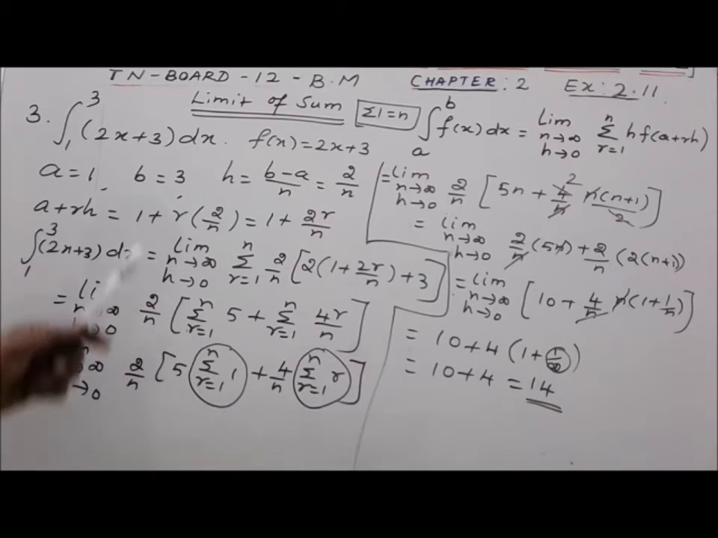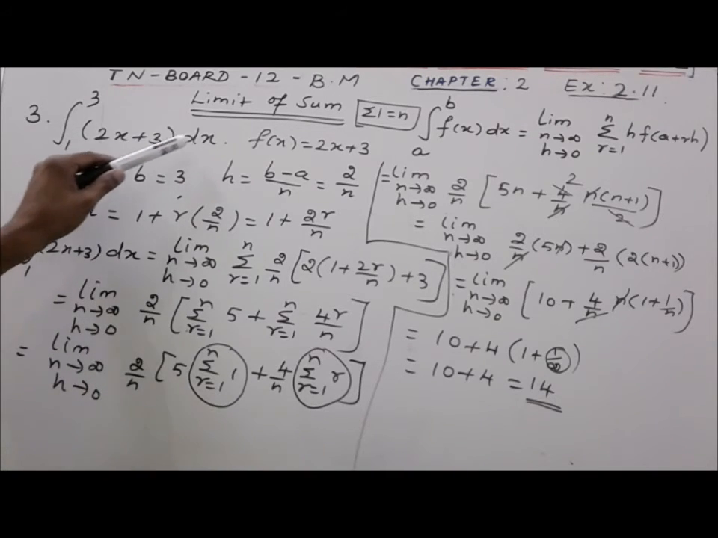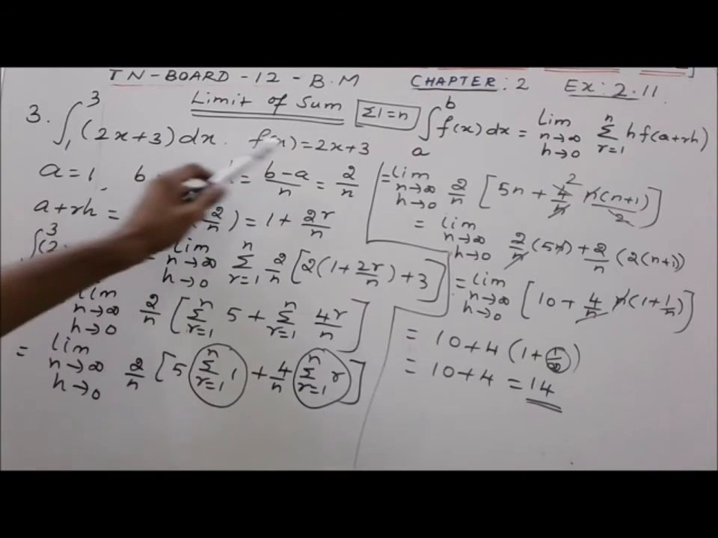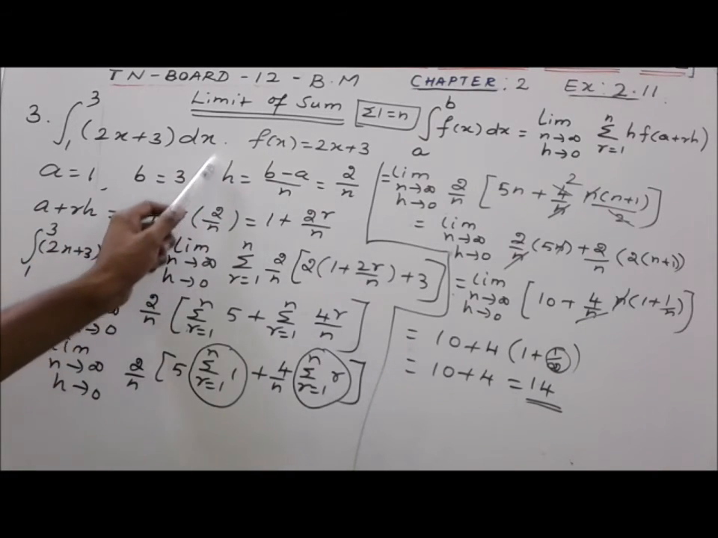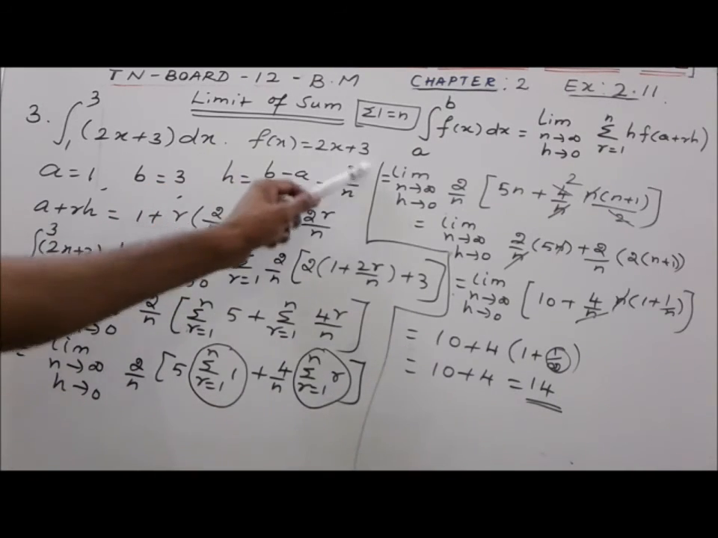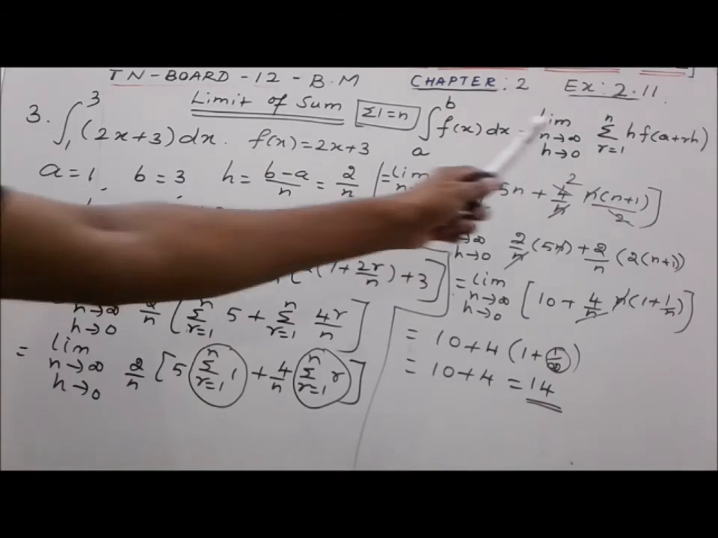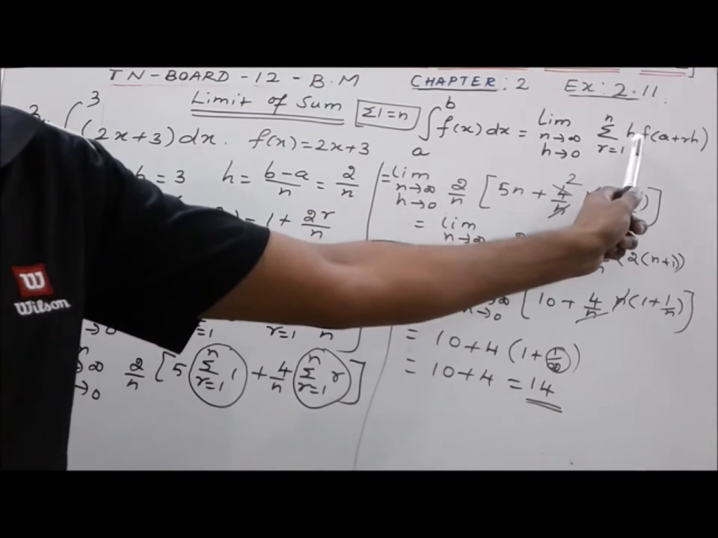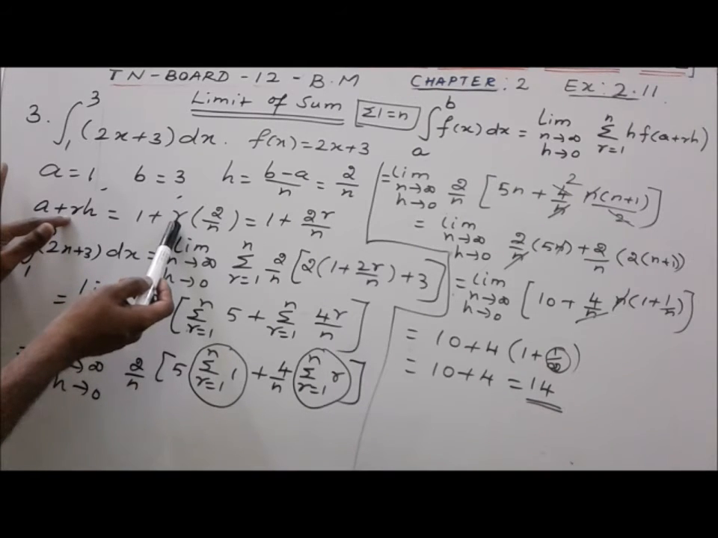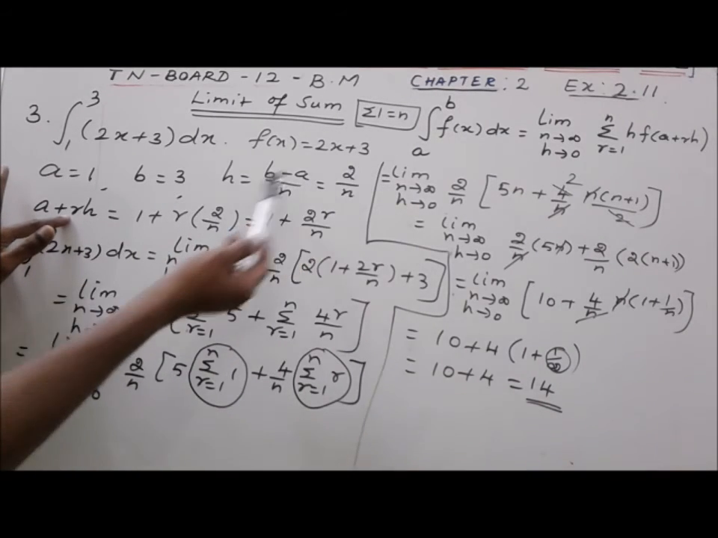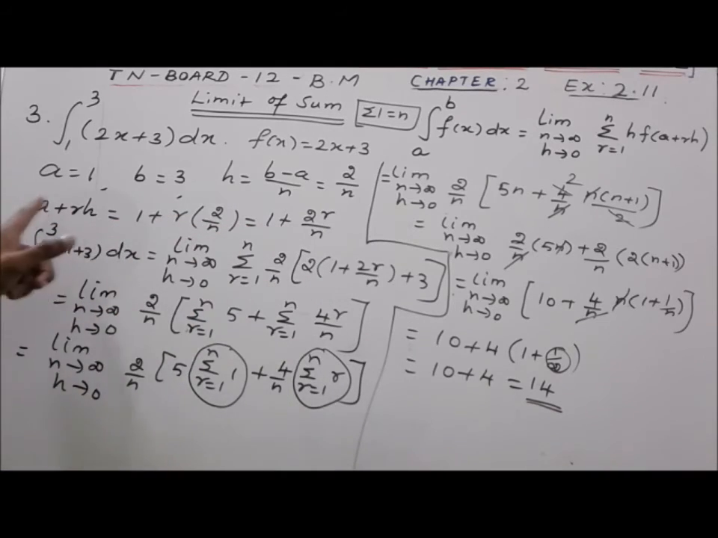Look at here again. The integral from 1 to 3 of (2x + 3) dx is given. f(x) is 2x + 3, a = 1, b = 3. By finding h using the formula (b − a)/n, substituting b, a and n, we get 2/n. And then a + rh is needed. We found h, then we find a + rh. So a + rh is equal to a, which is 1, plus r remains r, then h means 2/n. So 1 + 2r/n is a + rh.